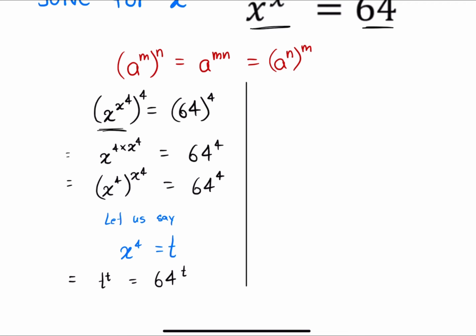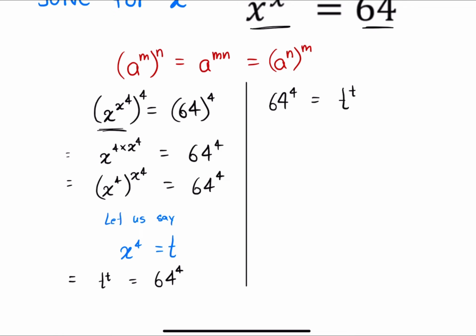Oh, my bad. Over here, I meant to write 64 squared raised to the power 4. So what we're going to do now is think of a way to get 64 raised to the power 4 into the same form as t raised to the power t. So a number raised to the number itself.